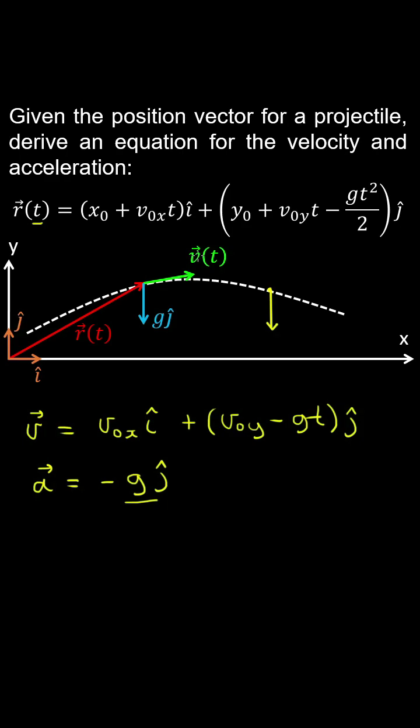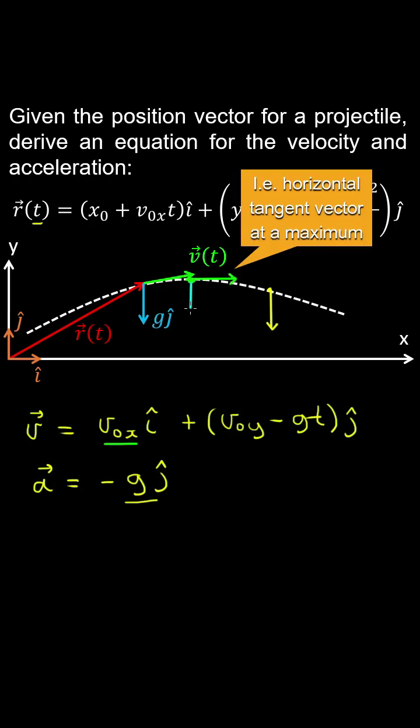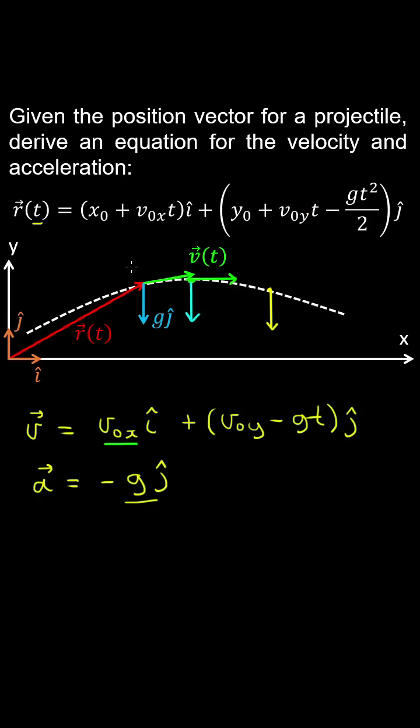Now for the velocity, the horizontal component is also constant, and at the top of the trajectory, it's going to look something like this. And given that the acceleration is pointing downwards, then this point is a maximum in the trajectory. And then somewhere over here, the velocity is going to look something like this, but the horizontal component always has the same magnitude, in accordance with this equation.